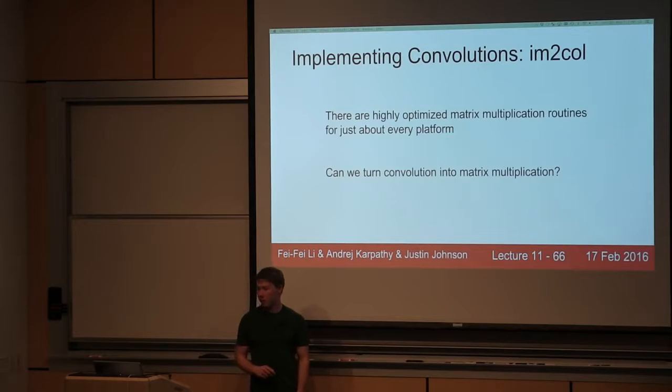A pretty easy approach to implement is the im2col method. The intuition here is that we know matrix multiplication is really fast. For pretty much any computing architecture out there, someone has written a really well-optimized matrix multiplication routine or library. So the idea of im2col is thinking, given that matrix multiplication is really fast, is there some way that we can take this convolution operation and recast it as a matrix multiply?